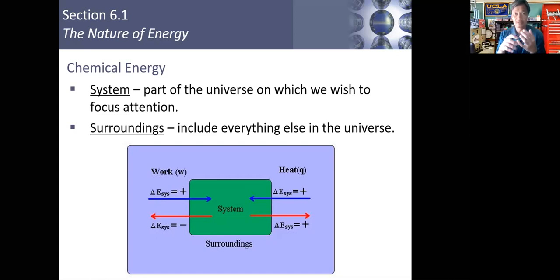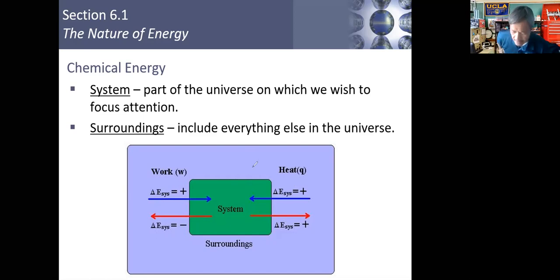All right. So for our class, we want to discuss chemical energy. We want to talk about the energy change that occurs during the course of a chemical process, and as we study that energy change, we're going to focus in on the system right here. That system could be any type of chemical process. It could be a chemical reaction. It could be a physical process. But whatever it is, we're going to study the changes in that chemical system.